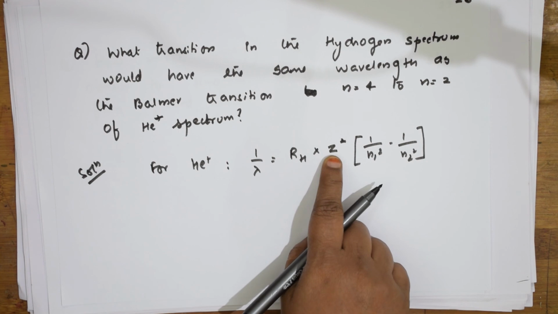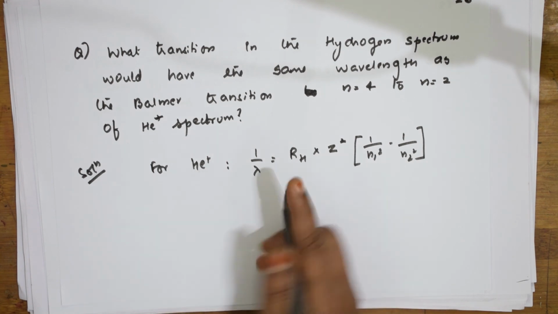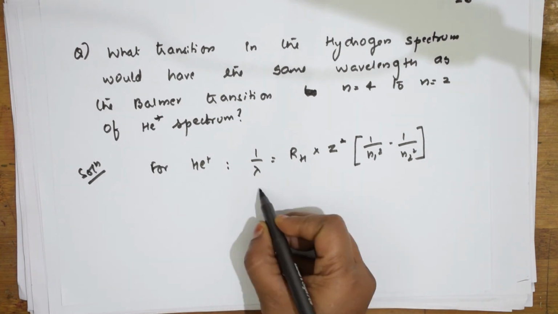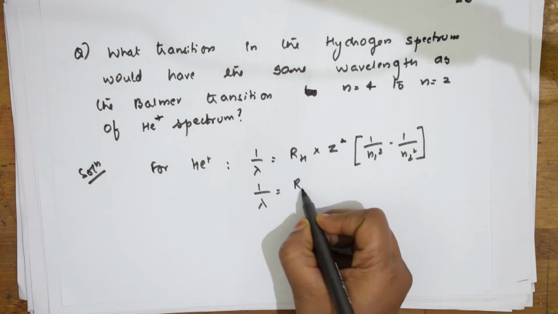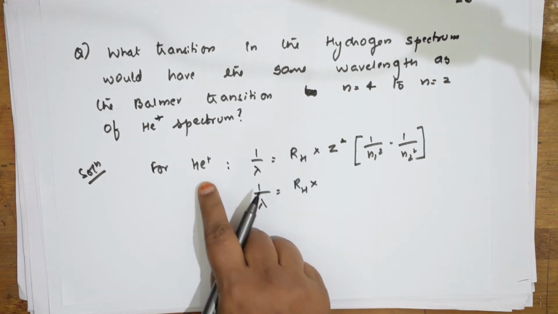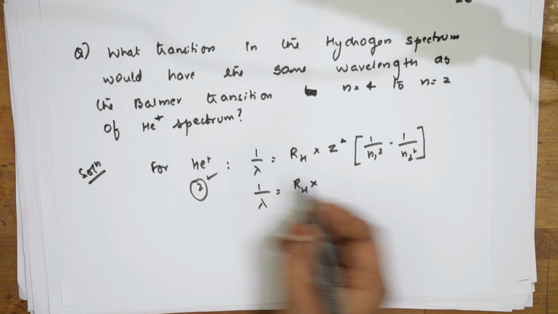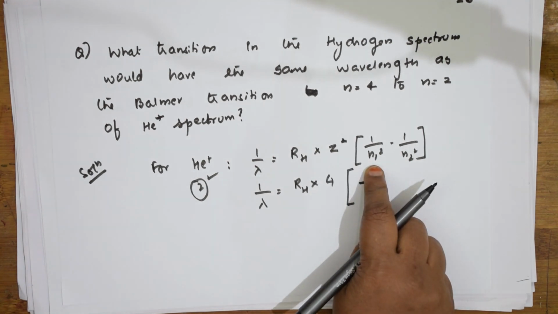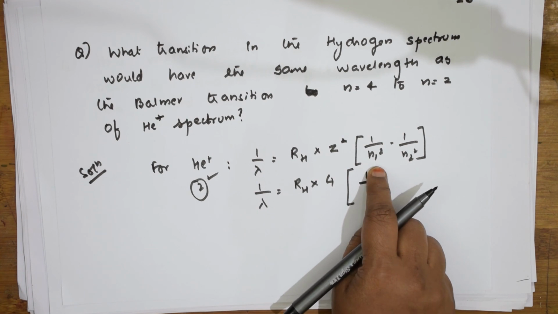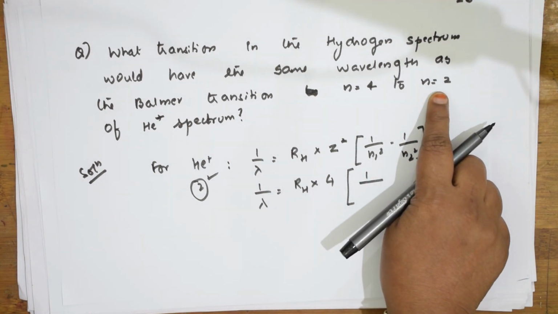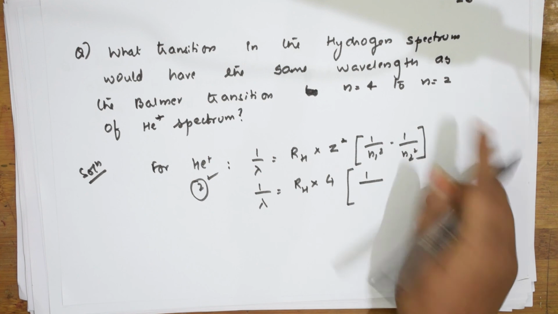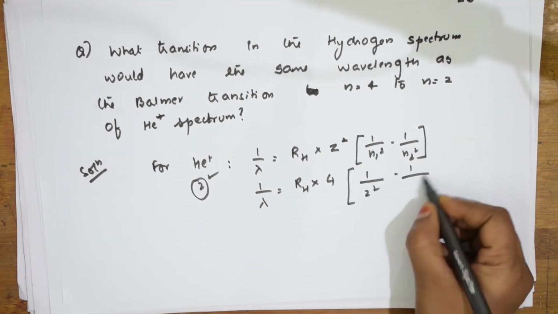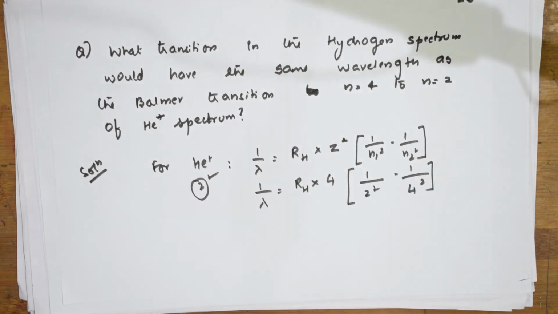Now what is Z? This is for helium, so let us write the atomic number of helium. 1 by lambda is equal to RH into 2 square, since the helium atomic number is 2. So 2 square becomes 4, multiplied by 1 by n1 square, where n1 is 2, the lower state. So 2 square minus 4 square. This is for your helium atom.